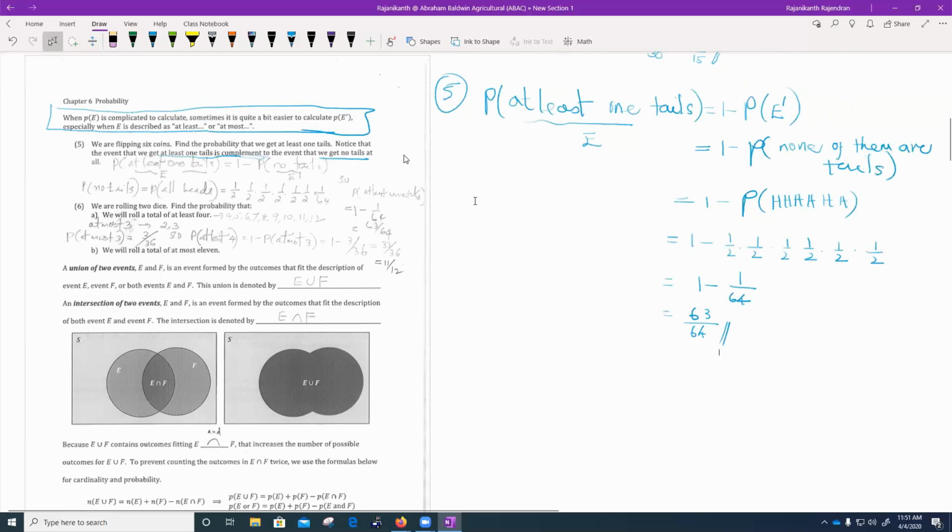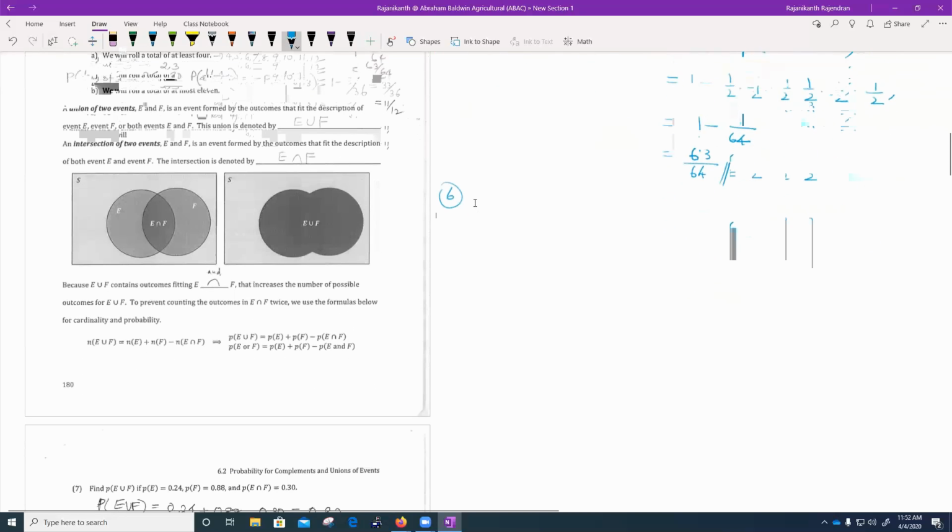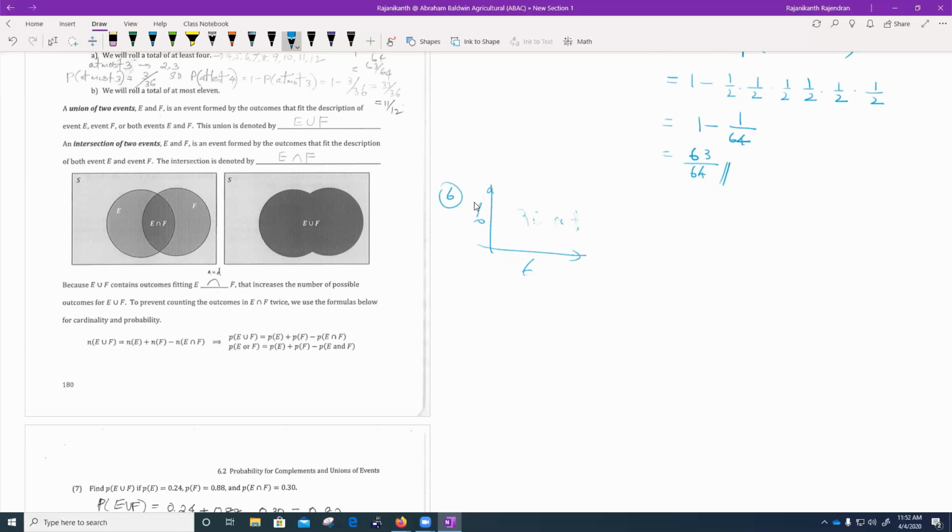Right. So now let's move on to number 6. We are rolling 2 dice. Find the probability that we will roll a total of at least 4. The second part, we will roll a total of at most 11. Okay, remember, what is the sample space we had for rolling 2 dice? If you roll 2 dice, my sample space has 6 outcomes there, 6 outcomes there, for 36 in total. There are 36 outcomes.